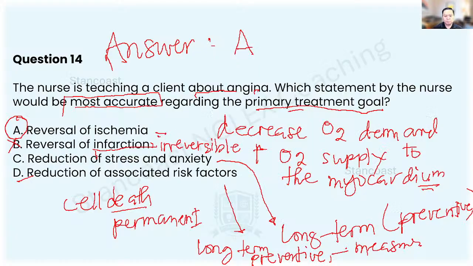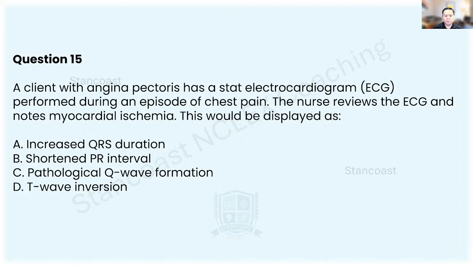Okay. Moving on to number 15 item. A client with angina pectoris has a stat electrocardiogram performed during an episode of chest pain. The nurse reviews the ECG and notes myocardial ischemia. This would be displayed as A, increased QRS duration or widened QRS, B, shortened PR interval, C, pathological Q wave formation, and letter D, T wave inversion.